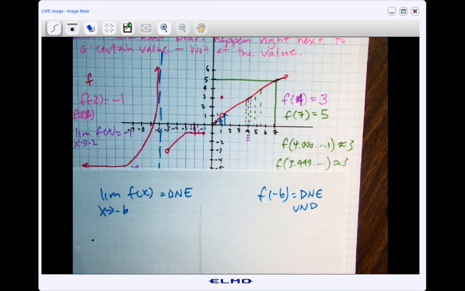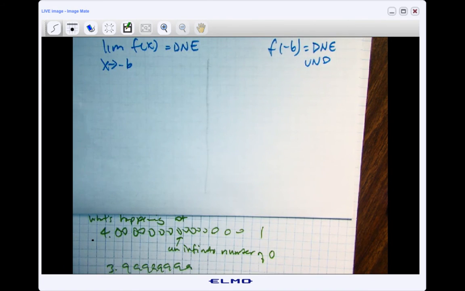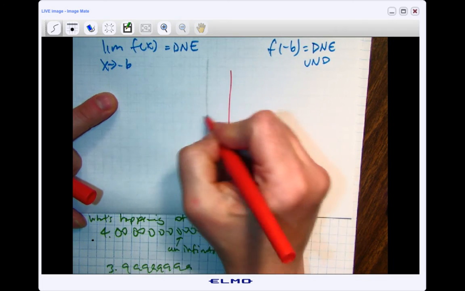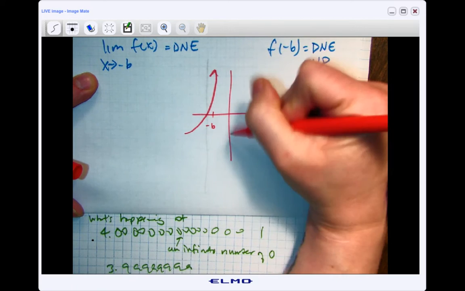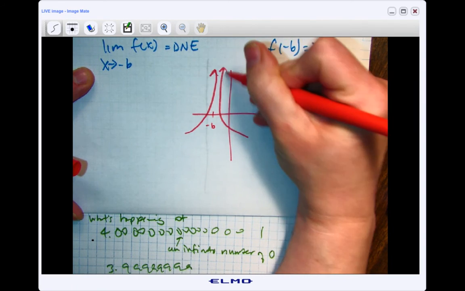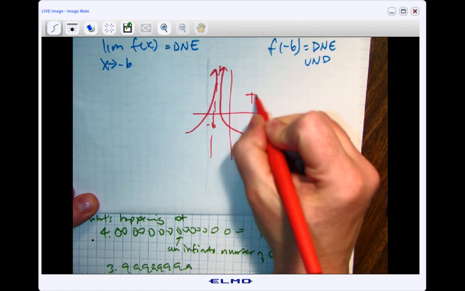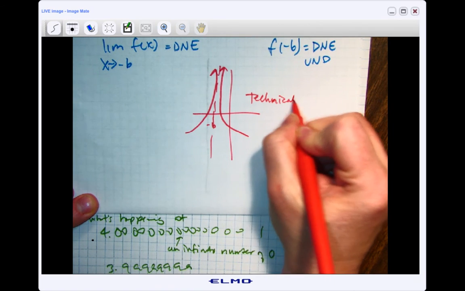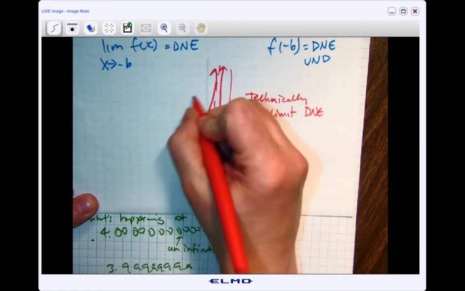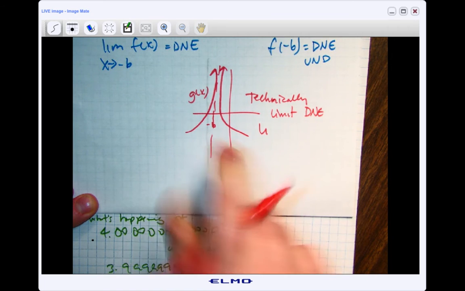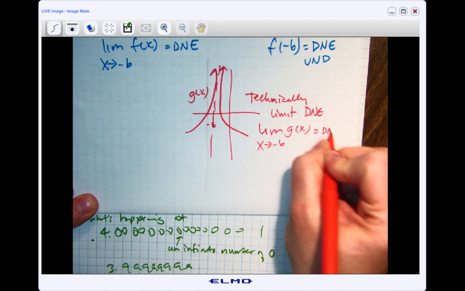Now, the weird thing about this guy is if he had something that looks like this. Let's say this is -6 again. And we do this. And we do this. So technically, the limit here does not exist. So we'll call this one g of x. So let's say this is my function of g of x. So my limit of g of x as x approaches -6 is also does not exist.